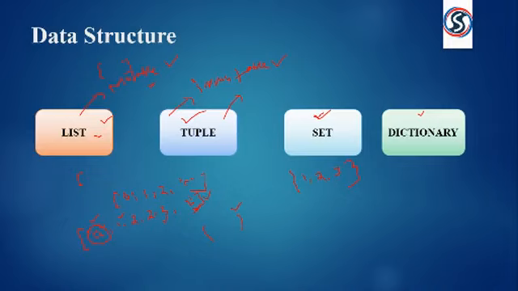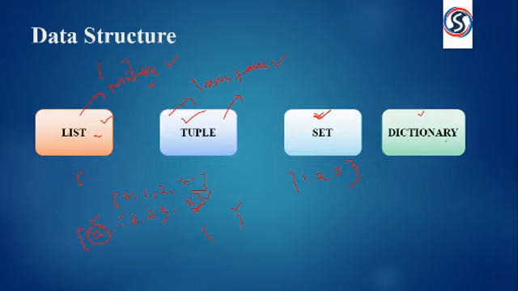In the same way, when I am talking about the set, we can perform different types of operations here, like set operations such as union and intersection. After that we have the dictionary.